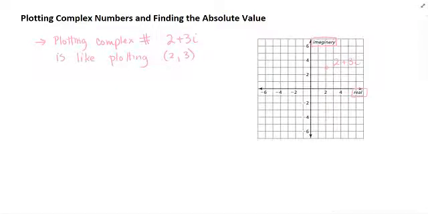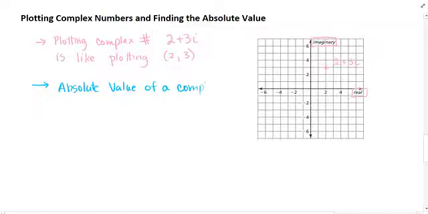Okay? All right, the second thing you need to know is the absolute value of a complex number. Is the distance to 0. So in this case, we're finding the distance between this complex number and the origin. So I need to know this distance right here. This is the absolute value of 2 plus 3i.